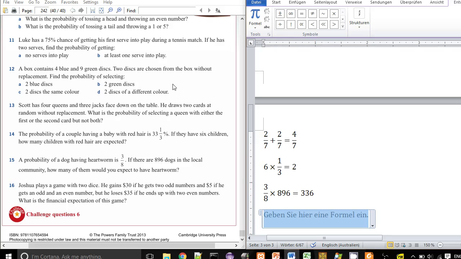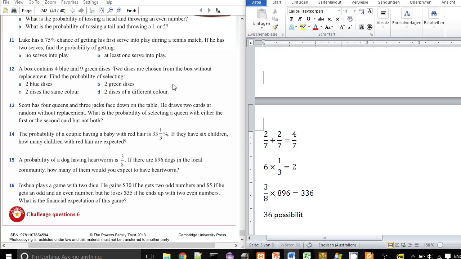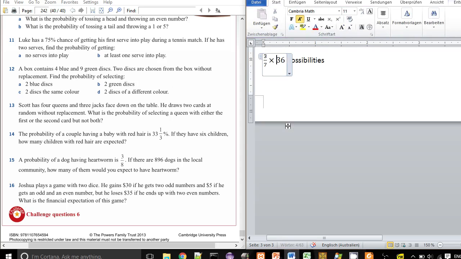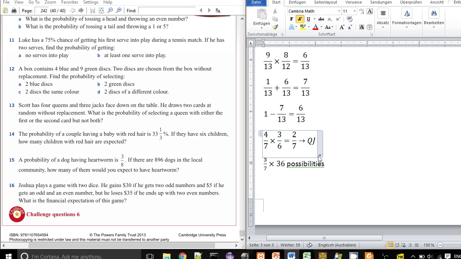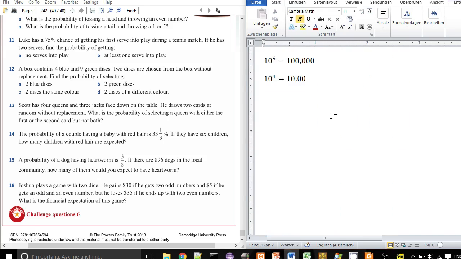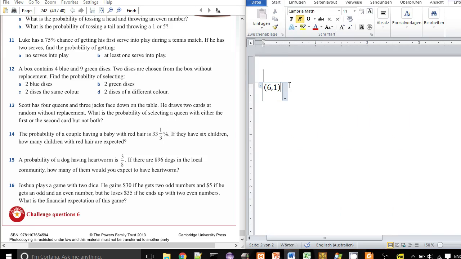Okay, so 2 dice. So that means we're looking at 36 possibilities. Let's just make sure that's clear in our minds. Yeah, actually I might get rid of this stuff now. Let's just get rid of all this stuff. I'm not going to save it anyway. Just thought I might refer to it. Okay, so 36 possibilities. 6 times 6.